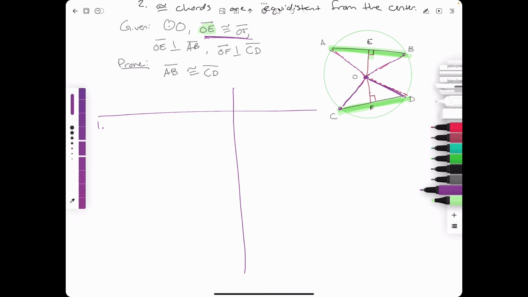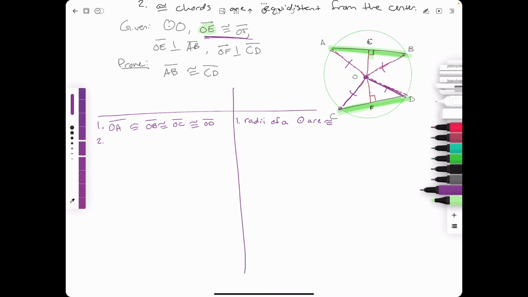Segment OA is congruent to segment OB, which is congruent to segment OC, which is congruent to segment OD. Center to edge several times. So the reason is that the radii of a circle are all congruent. Radii of a circle are congruent. Okay, great. So I can put that in my diagram to remind myself.